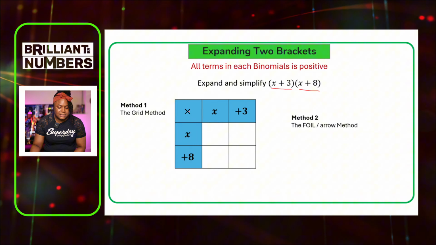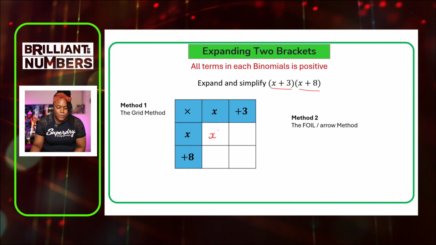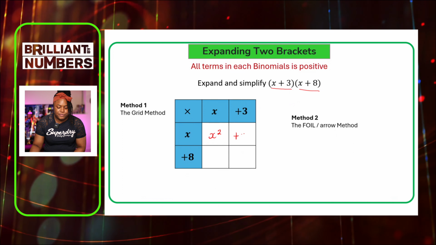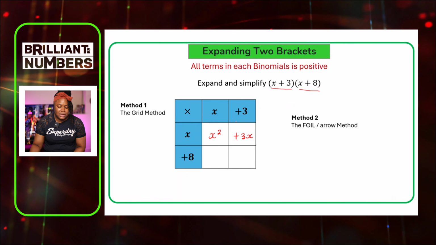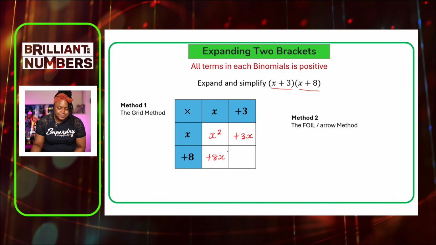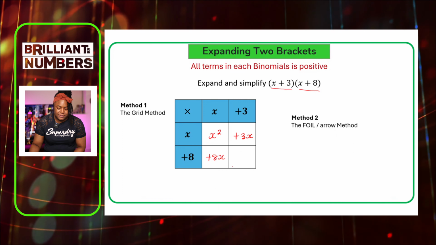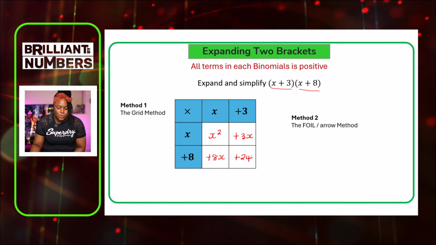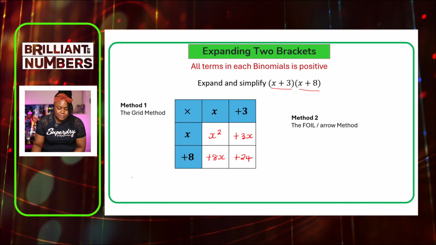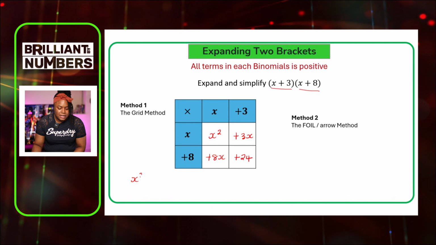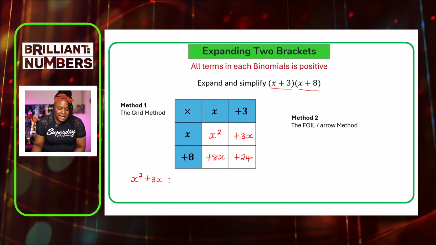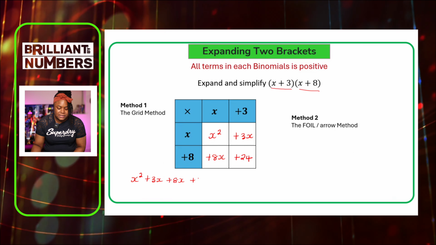So I go ahead and I do x times x, which gives me x squared. Then x times positive 3 gives me positive 3x. Very important to write that plus. Then positive 8 times x gives me positive 8x. Then positive 8 times positive 3 gives me positive 24. When I'm finished doing that, I will write them all out in one statement. This is step 2, where I'm listing them all. So I've got x squared, positive 3x, positive 8x, and positive 24.